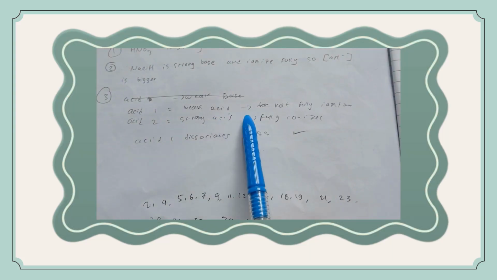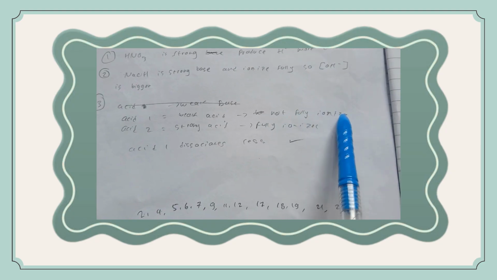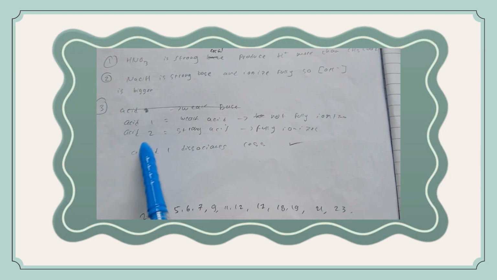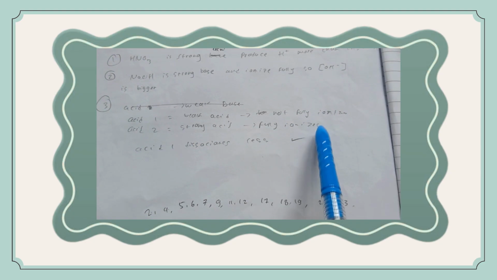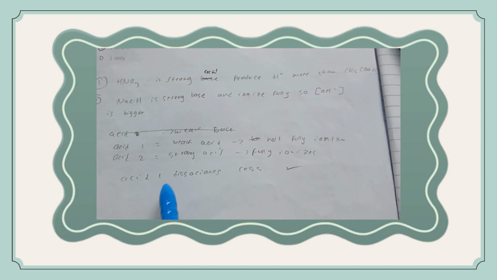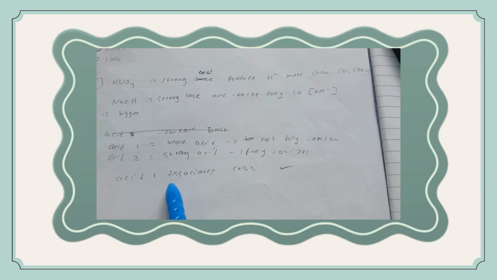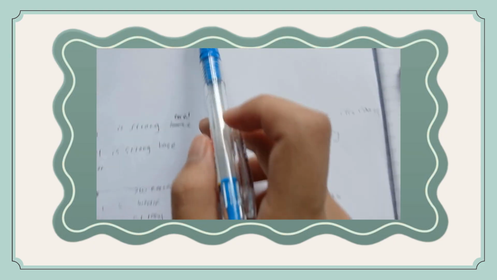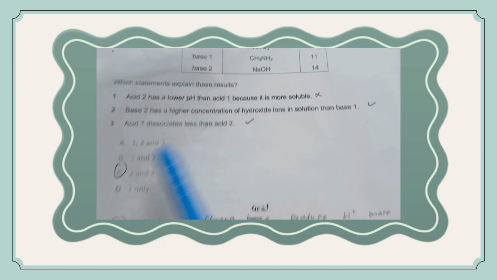That is right because acid 1 is a weak acid, so it is not fully ionized, and acid 2 is a strong acid and fully ionized. That's why acid 1 dissociates less than acid 2. So the right answer for this question is C, 2 and 3.